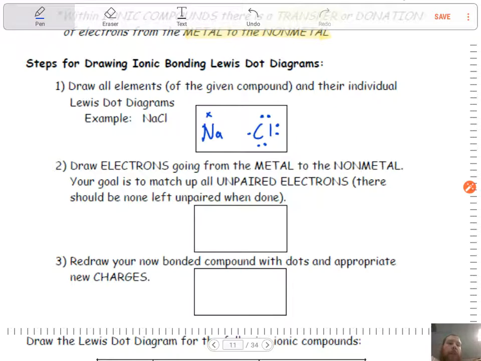But remember, neutral atoms. We're starting with neutral atoms here. We don't have ions until they've actually bonded, because remember, an ion either gains or loses electrons. Right now they're in their neutral state, so do not put any charges there. It's just the number of valence electrons, which you can find from your periodic table.